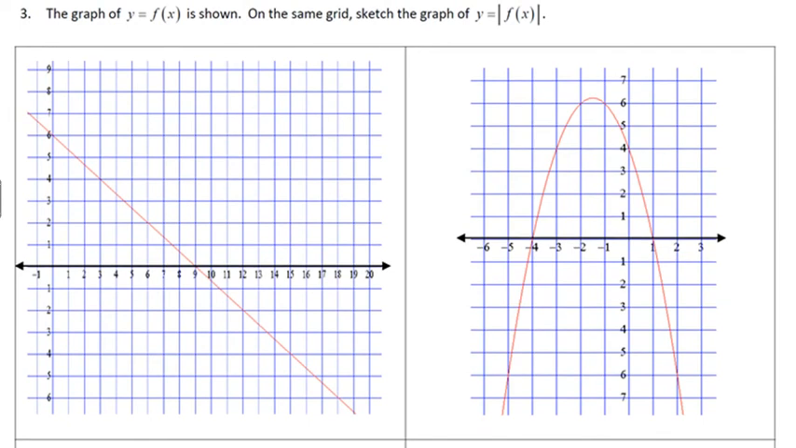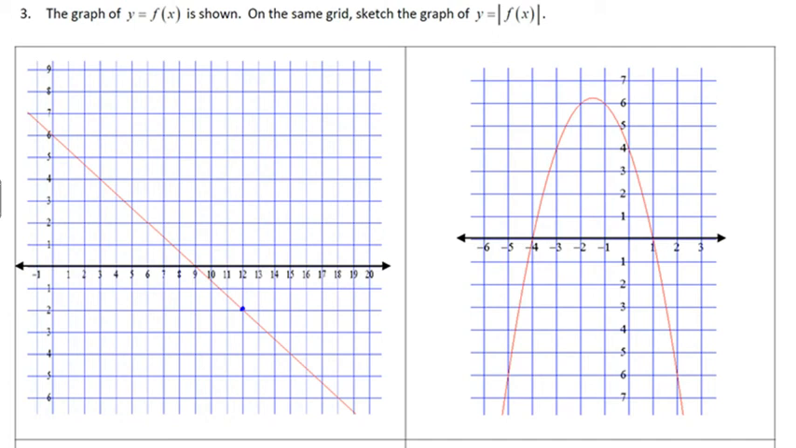Graph of y equals f of x is shown on the same grid. Sketch the graph of y equals the absolute value of f of x. So do we need a table of values now to sketch this? No. Okay. So all we do is say what? Well, this part's going to stay the same, the part that's above. So running along here, and use blue this time. What I can do is find some points, right? If I want to draw this accurately.